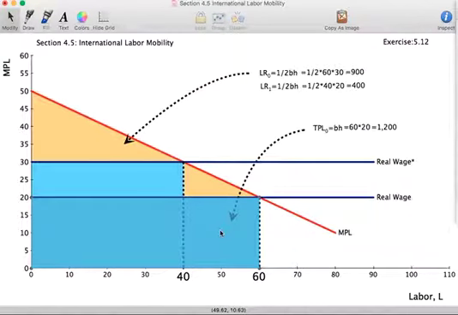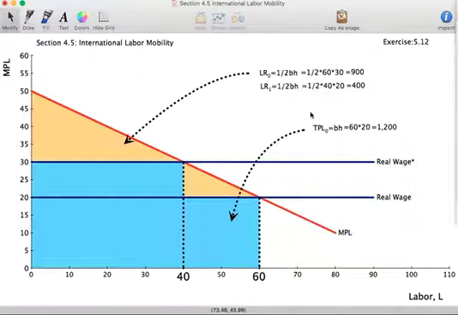All right, so this was the original total payments to labor. It was 60, which is the amount of workers being hired, multiplied by 20, which gives us 1,200. Now this is the new area, so we have to recalculate. It's going to be 40 times 30, which is going to be 1,200.